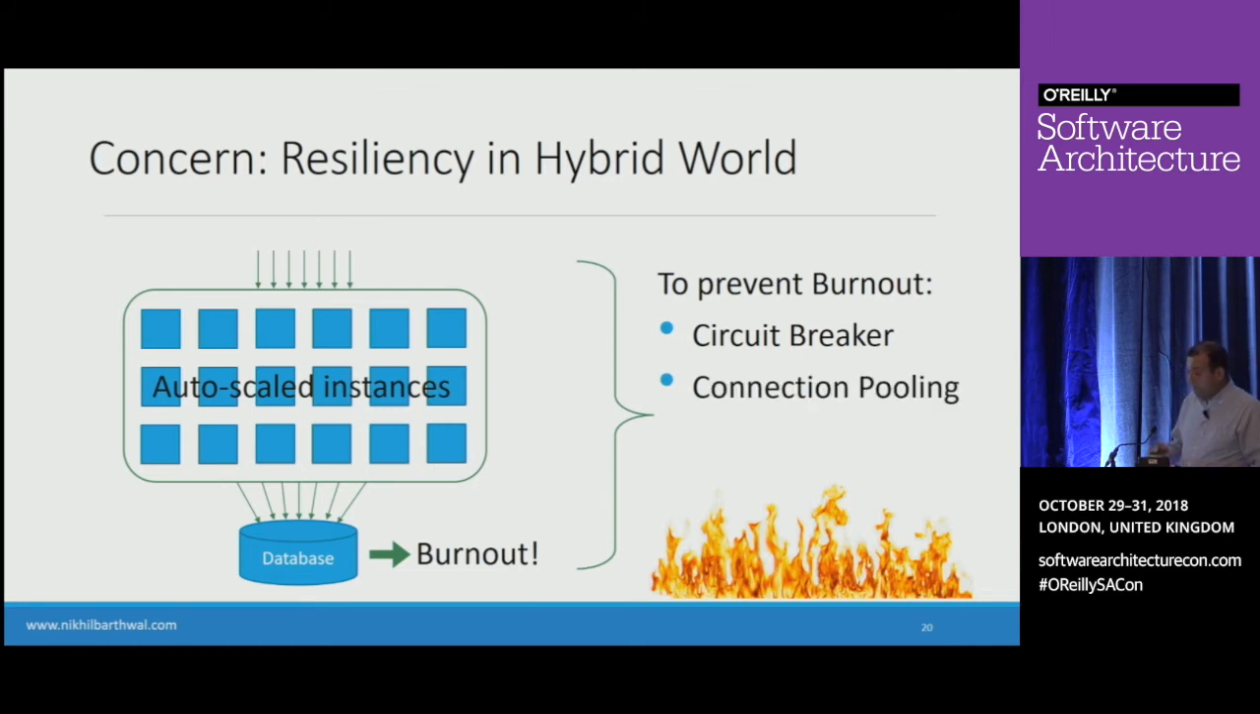You can pool the connections, but the easiest and probably the best way to prevent such a problem is to use backend as a service, because when you use backend as a service, all of these problems get offloaded to the cloud vendor who has already thought of and implemented a lot of these solutions.